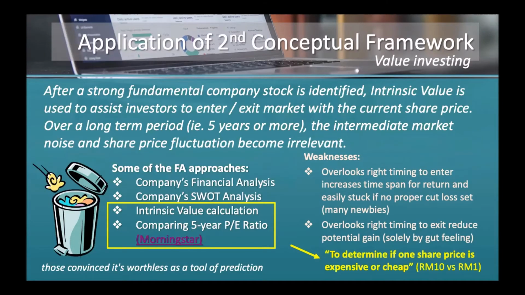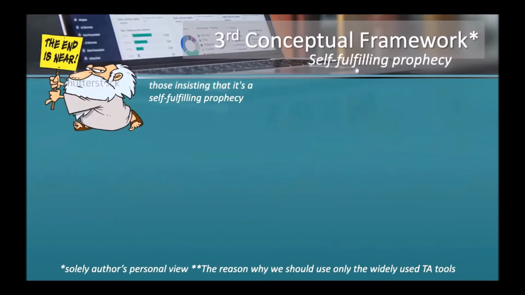Like currently, you'll find that Public Bank is very cheap. Of course, it's cheap. It's value compared to now previously. So you enter it, it may take 5 years or 10 years to go up. Okay, and you also may overlook the right timing to exit, then you should earn more than you earn less now. Okay. So the third concept is more interesting.